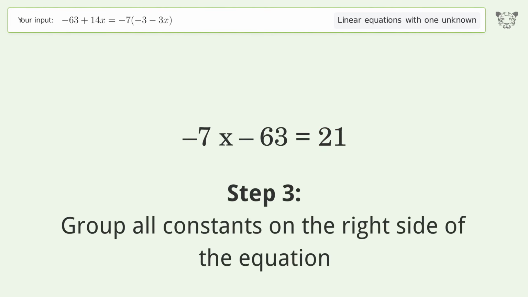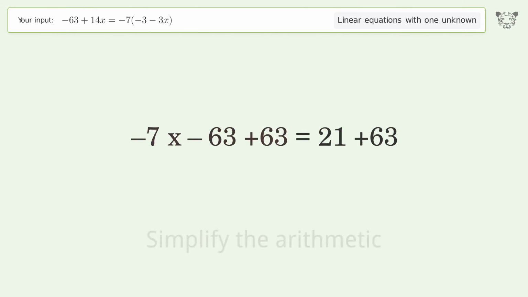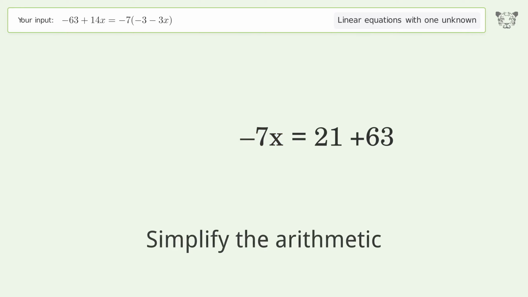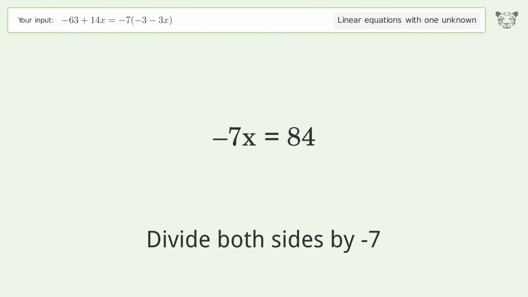Group all constants on the right side of the equation. Add 63 to both sides. Simplify the arithmetic. Isolate the x. Divide both sides by -7.